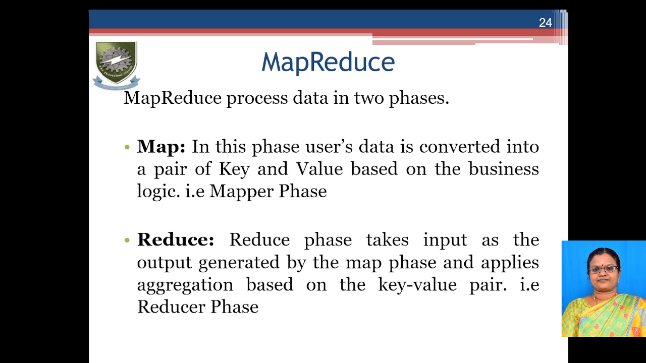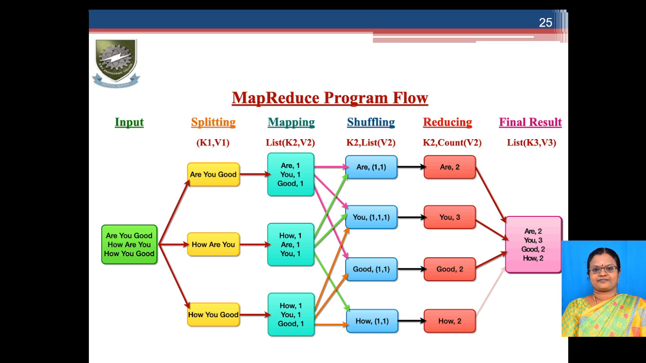In the map phase, it uses the data collected from the user and converts it into a pair of key and value based on the business logic, which we call the mapper phase. Whereas the reduce phase takes as input the output generated by the previous map phase and applies aggregation based on the key value pair. That is, it reduces whatever content is produced by the mapper phase, so that you will have one final output.